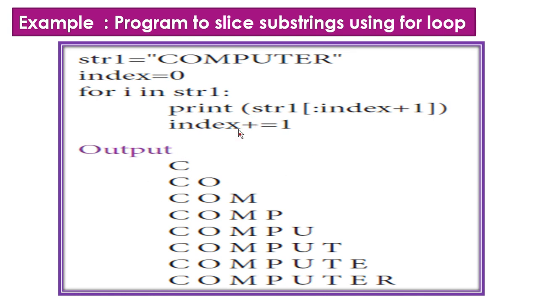In the second step, the index value is incremented by 1, so the index value is 1. Print str1 of colon end value 1 plus 1, 2, so 0, 1. We are extracting the two characters 0 and 1 only. In the third step, index value is 3, colon 3, that means 0, 1, 2, that is COM. In the fourth step, the index value is 5 here, colon 5, so we get COMP. Similarly, in each and every next step we get up to computer.